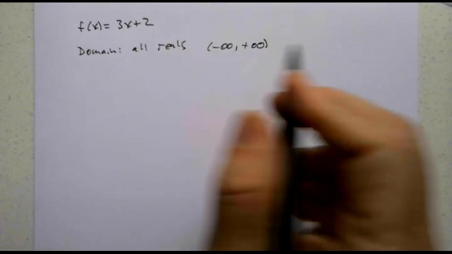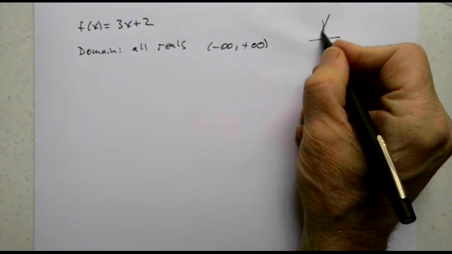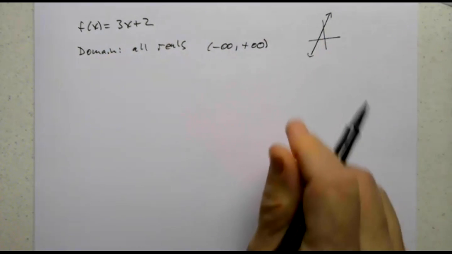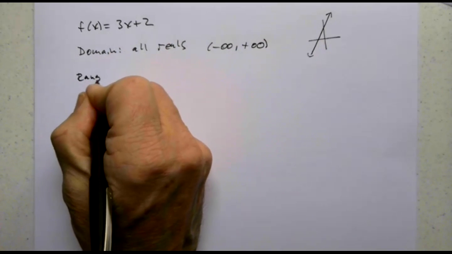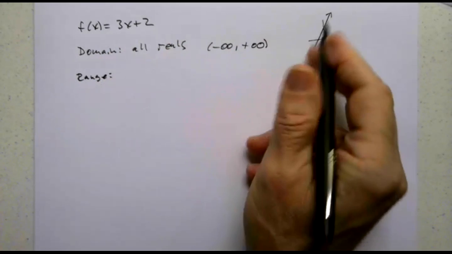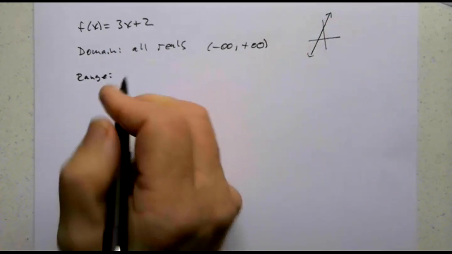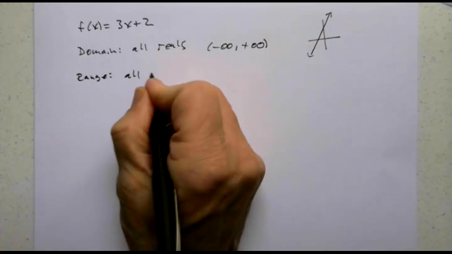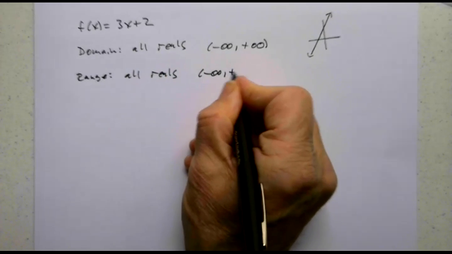Well, this is a line, right? We kind of visualize it. Y-intercept is 2, slope is 3. It looks something like that. So it goes as high as you want, it goes as low as you want. So my range also is all reals. Outputs, y values, get as big as you want, as low as you want. X values, get as far negative as you want, as far positive as you want. Range is also all reals, which is minus infinity to plus infinity.